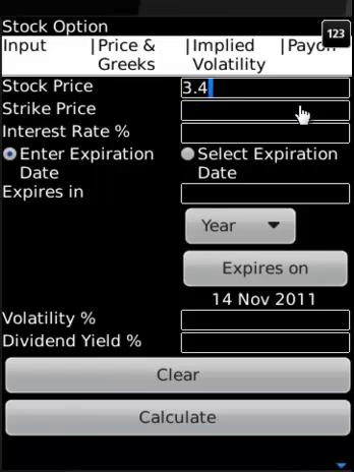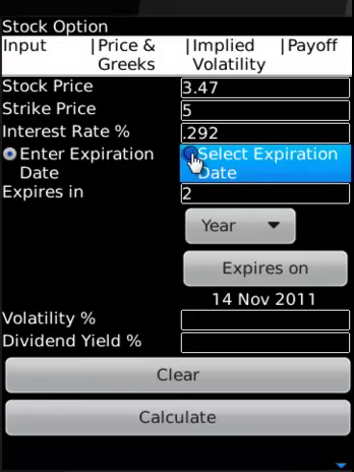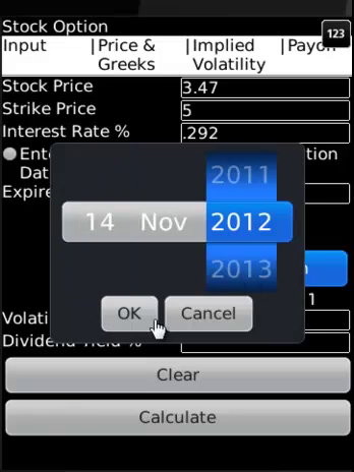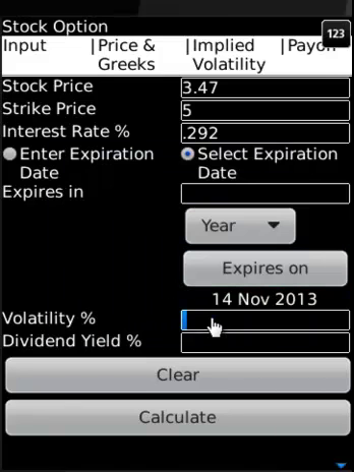Stock price, we enter stock price, strike price, interest rate, that's the risk-free interest rate for the matching duration. An expiration date can be entered two ways. You can enter expiration date or select expiration date. If you select an expiration date, then you can actually select an expiration date from here. So we are going to select the expiration date. Say 2 years from now, volatility is 72% and dividend yield is 1.1%. And now let's calculate.